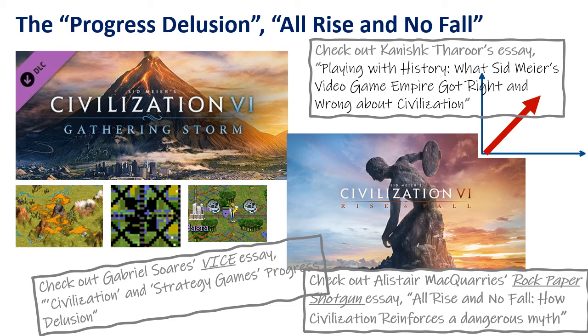Writers like Soares and Macquarie have commented on the problematic implicit approval of ever-increasing expansion and exploitation, all rise and no fall. On a side note, Civilization 6 appears to have gone the same way initially, but then added a couple of expansions to directly address this view of history that seems to be missing. Gathering Storm has, among many other features, climate change and environmental issues, and the Rise and Fall expansion implemented a mechanic where civilizations can go into a period of decline.